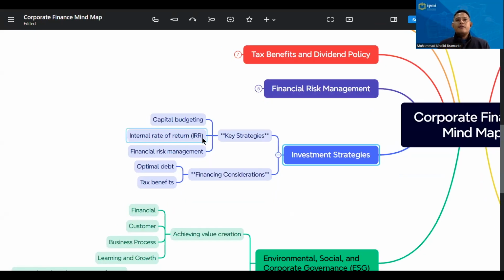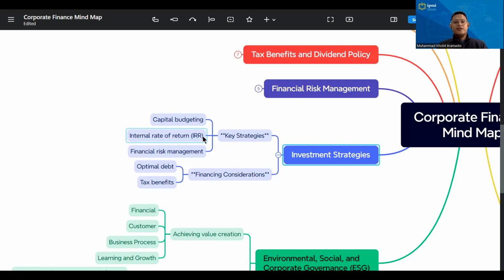Internal rate of return, or IRR, is a metric used to assess the profitability of an investment. It calculates the discount rate at which the net present value (NPV) of all cash flow from a project equals zero. A higher IRR generally indicates a more attractive investment opportunity.